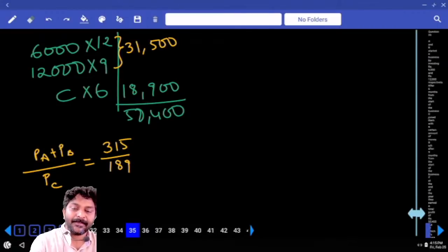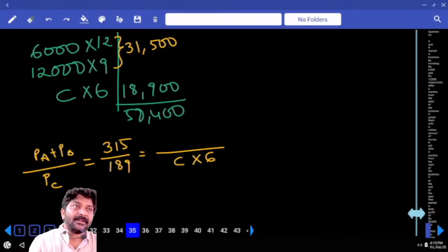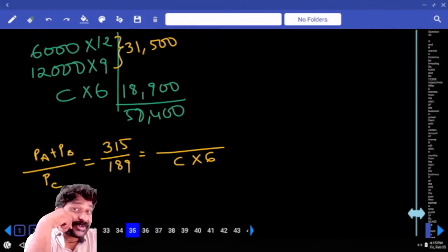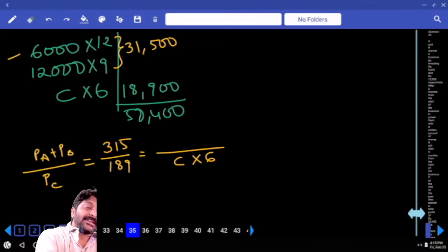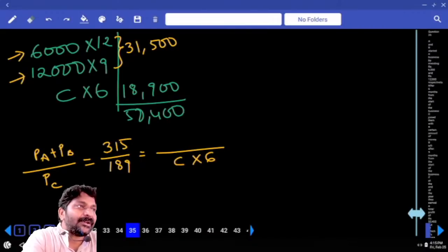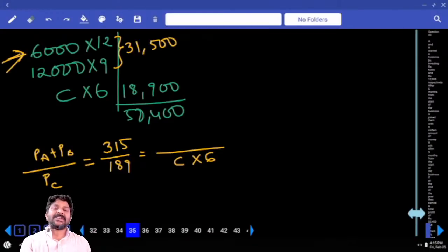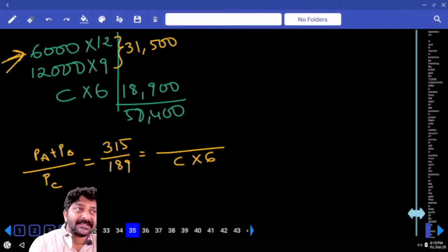Is that okay? In the denominator, first let me write the denominator. That is C into investment multiplied by time, C into 6. And in the numerator, what are we supposed to write? 6,000 into 12, plus 12,000 into 9. Agreed? Now, can I write this number 6,000 into 12 as 12,000 into 6?